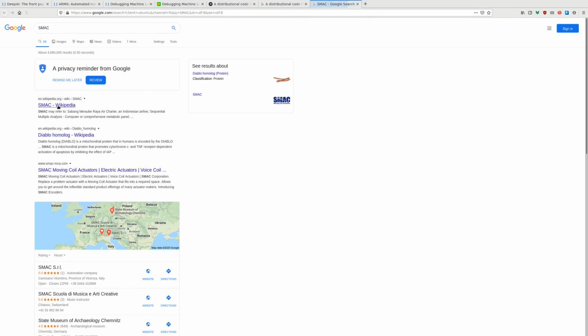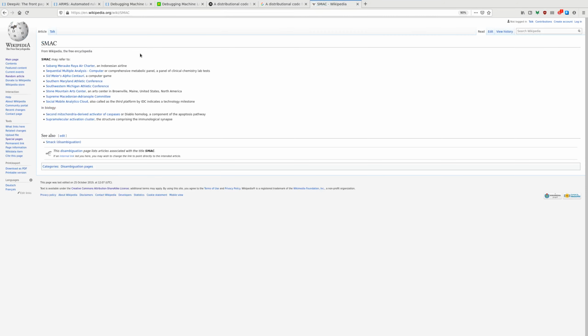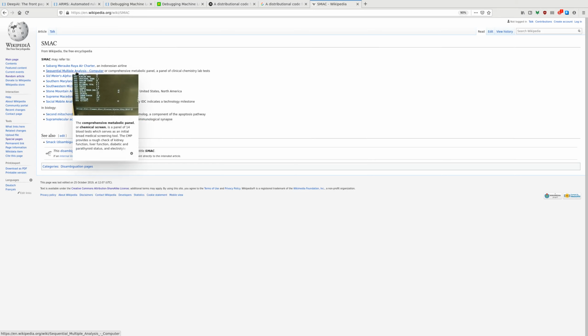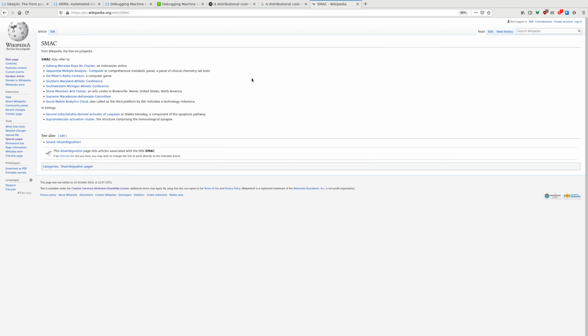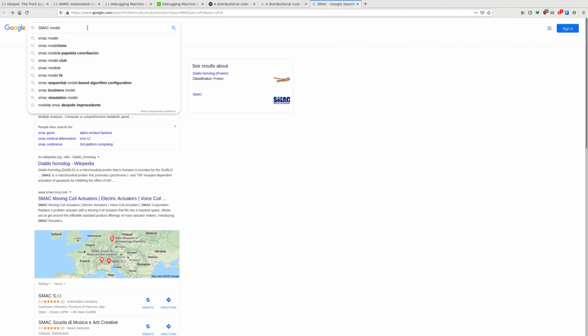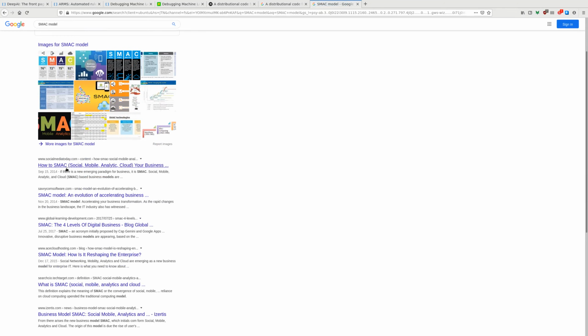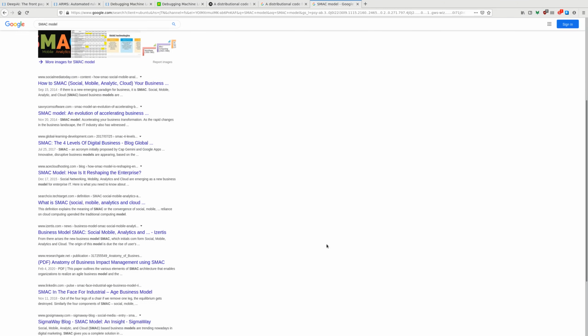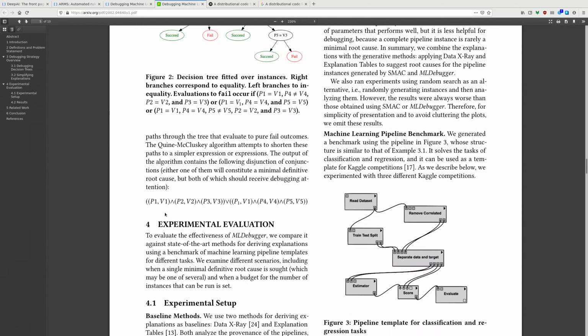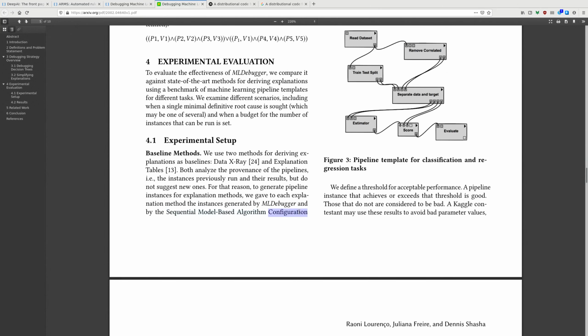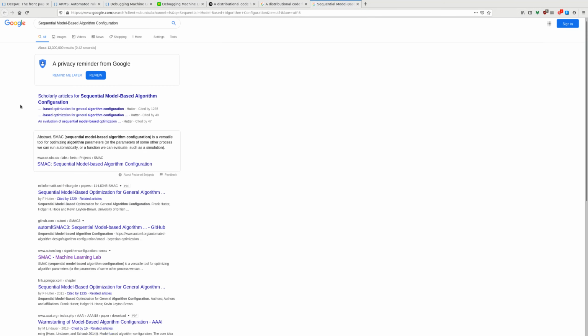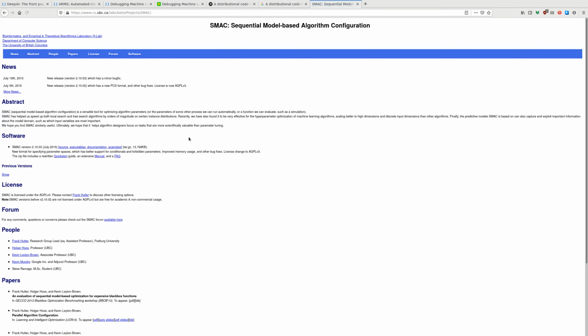Okay, let me have a look at SMAC. Okay, forget it, I cannot find it. Okay, here we go. SMAC, sequential model-based configuration, is a versatile tool for optimizing algorithm parameters or the parameters of some process that can run automatically, or a function we can evaluate such as a simulation.